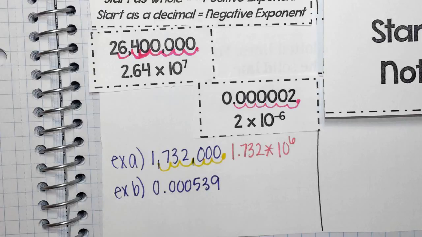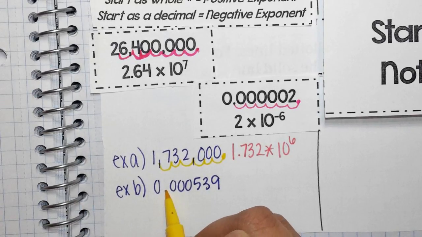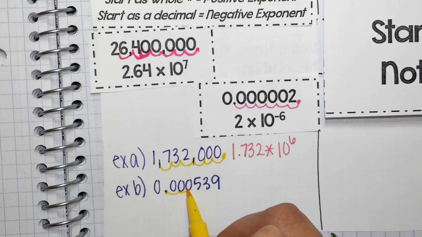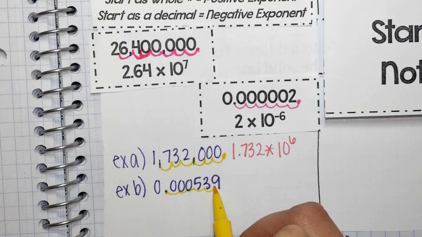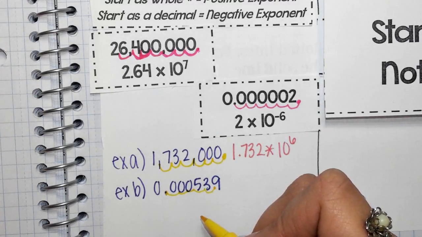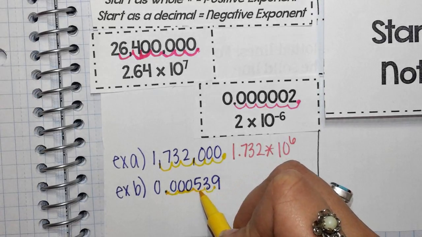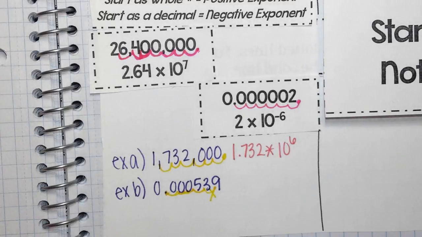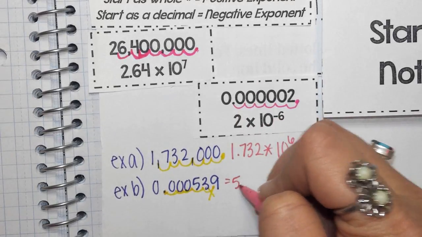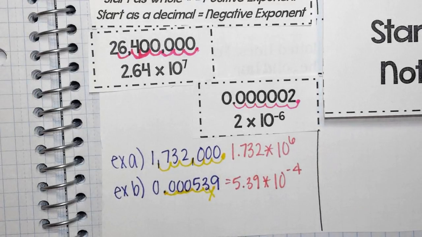0.000539. Now, since we start as a decimal, are we going to have a positive or negative exponent? A negative. Now, everybody put your pencil on your decimal. And we're going to move it 1, 2, 3, 4, 5. Oh, no, I just lied to you. How many numbers can we have in front of the decimal place? 1. Thank you, Bryn. So we would only move it 1, 2, 3, 4 places, not 5. So it would be 5.39 times 10 to the negative 4, because you can only have one number in front of the decimal.